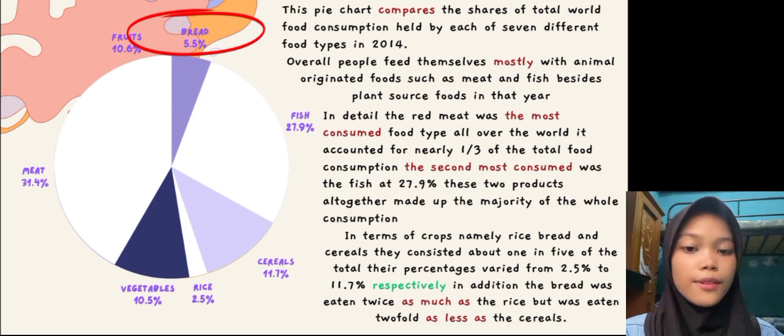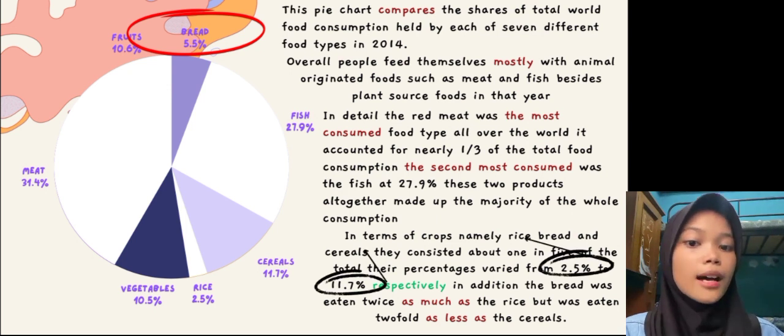In this paragraph, I gave the same idea in a different way in the last sentence. Here, the word respectively means that the provided percentages, in order, belong to the crops whose names were mentioned in the same order before. In other words, the first figure, 2.5%, is related to rice consumption, and the last figure, 11.7%, is related to cereals consumption, and the figure for bread can be found between the two.